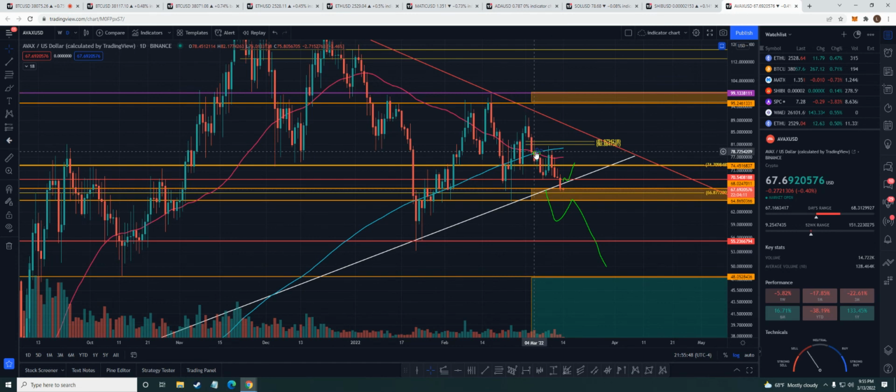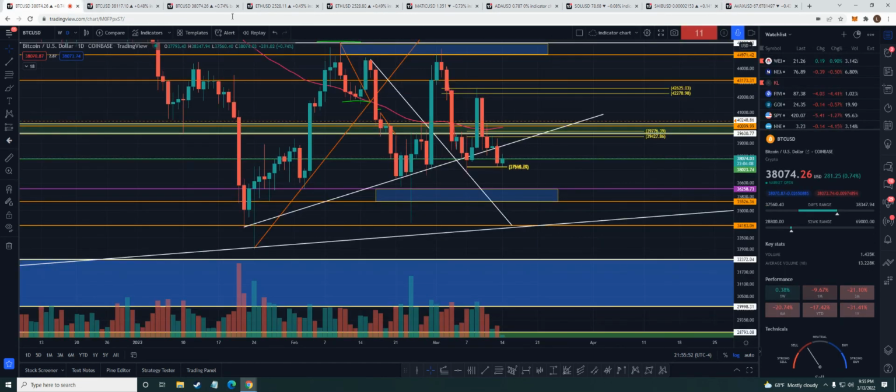We talked about this death cross. It's currently happening. It's part of the game.